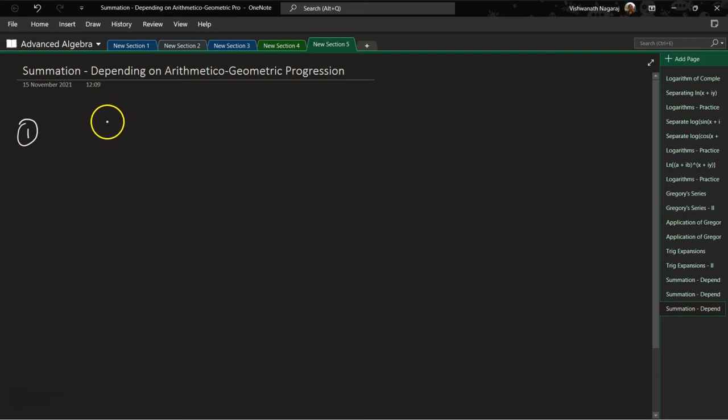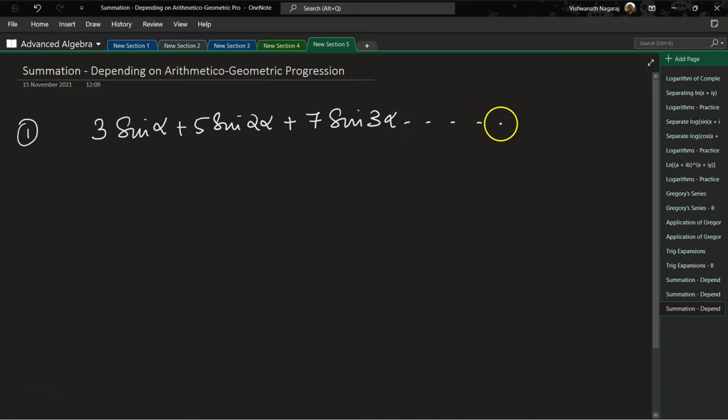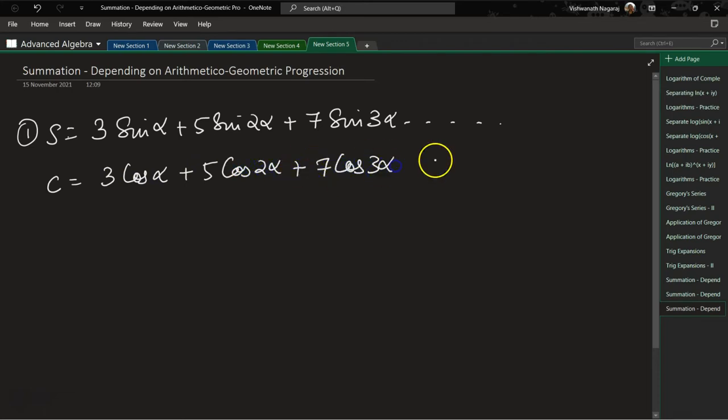Okay, what we have to do is figure out the expression for the summation of 3 sine alpha plus 5 sine 2 alpha plus 7 sine 3 alpha and on and on. Okay, so let's say this is the sine series. So the corresponding cosine series would be 3 cos alpha plus 5 cos 2 alpha plus 7 cos 3 alpha and on and on.